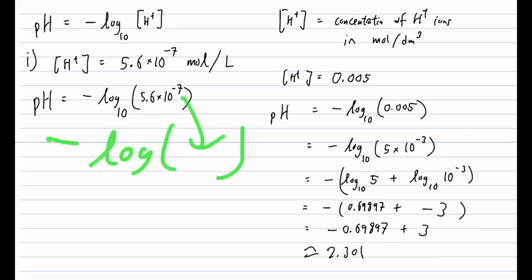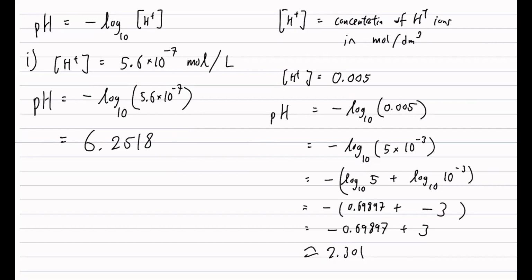So what do you get? Can you key in the calculator and tell me? You get 6.2518. Okay, good. So in that case, 6.2518. Look at the scale. What color would the flower be?